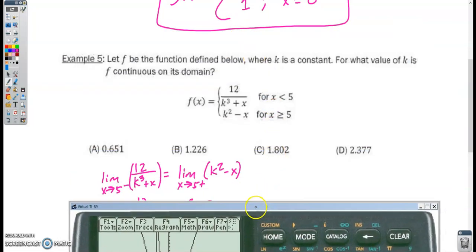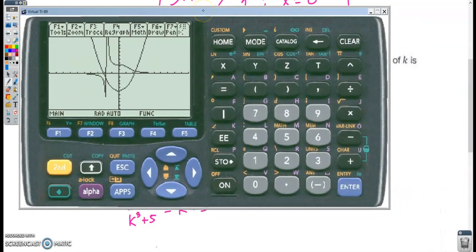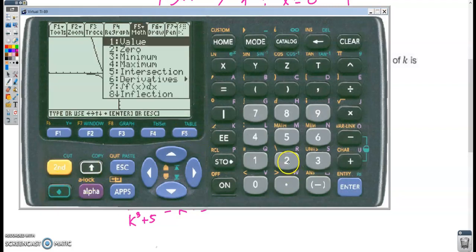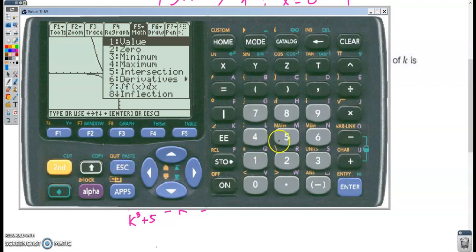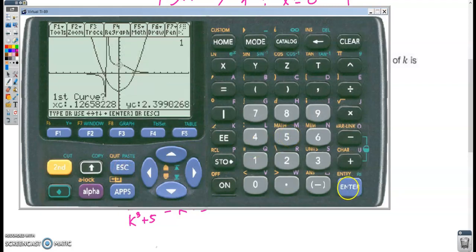And so it looks like we've got a value here where they intersect over to the right-hand side of this screen. So I'm going to go ahead and find that... no, I don't want a 0. Here, I want an intersection. So I need to choose the intersection command, first curve, second curve.